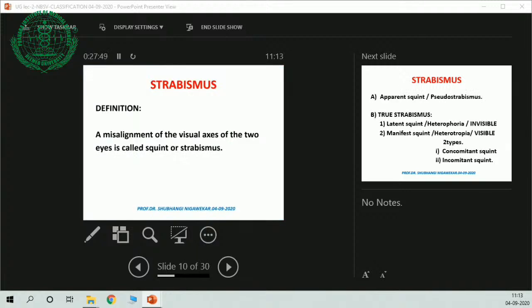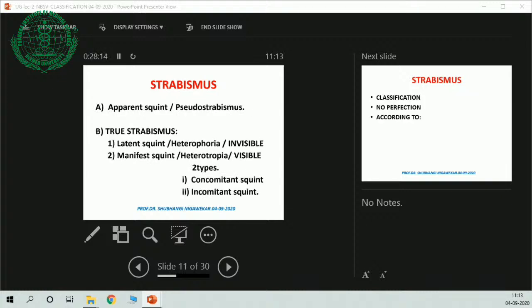So now coming to our today's topic, one slide I am revising, that definition of strabismus. It is the misalignment of the visual axis of the two eyes, which is called squint or strabismus. Remember this. Alignment of the visual axis is normal, parallel, that is the routine process, but when there is a misalignment, then it is called strabismus. So keep this in mind, so that we will go for the classification as per your UG syllabus.